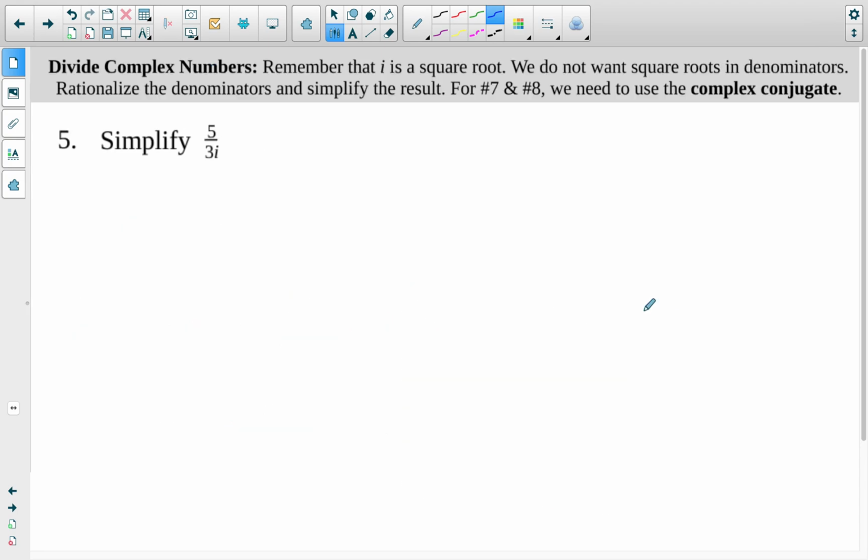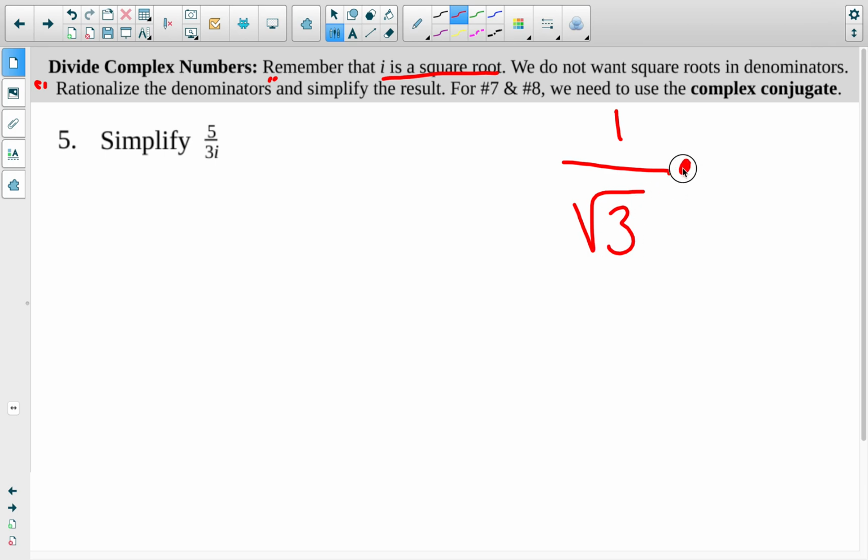All right, so this idea of dividing, we have to remember when we're dividing that i is a square root. And because of that, we do not want square roots in denominators. It's considered improper form. So what we have to do is rationalize the denominators. That's just a mathematician thing. People in the math world don't like to see 1 over the square root of 3 in the denominator.